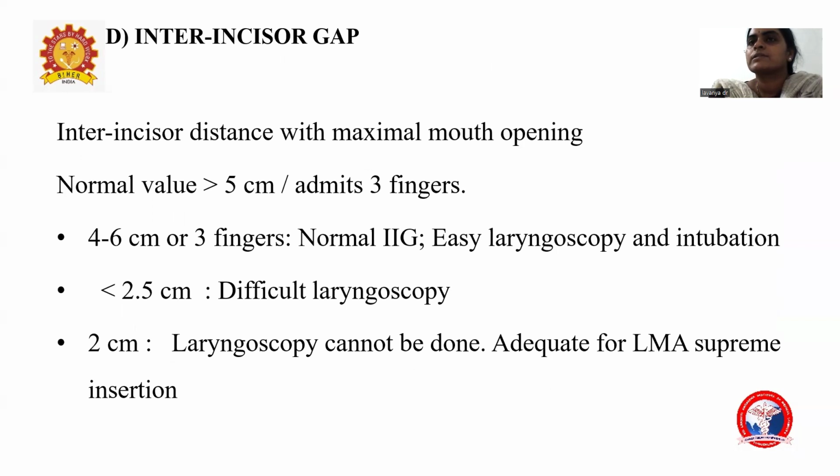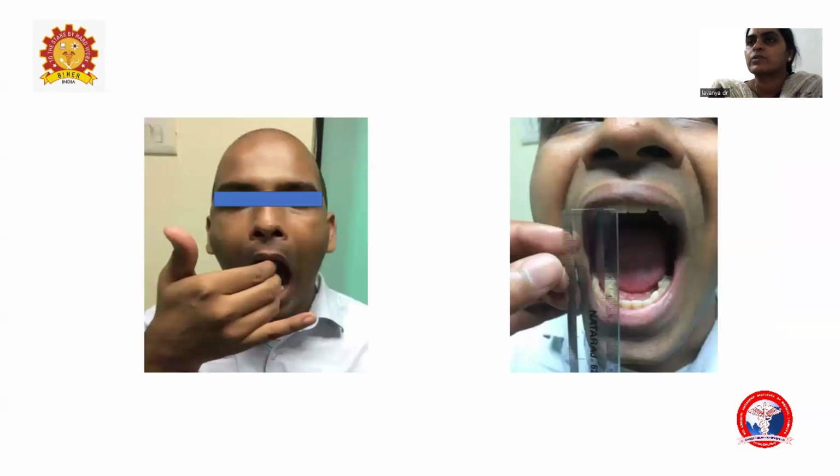Then the interincisor gap. It is the interincisor distance with maximal mouth opening. The normal value is more than 5 centimeters, that means 3 fingers, 4 to 6 centimeters or 3 fingers. That is normal, grade 1, easy laryngoscopy and intubation. Less than 2.5 centimeters, difficult laryngoscopy. And if it is 2 centimeters, laryngoscopy cannot be done, and it is difficult for insertion of the instrument. This is the interincisor gap, which is normal at more than 5 centimeters.